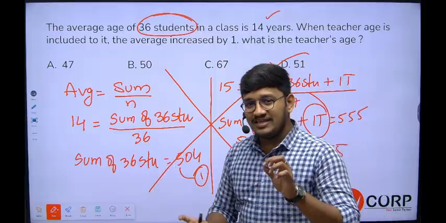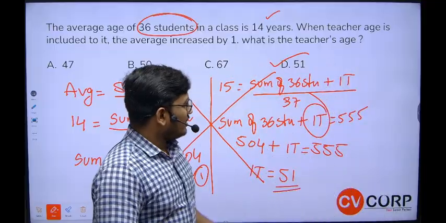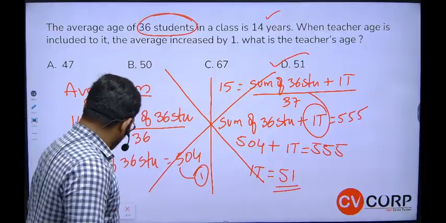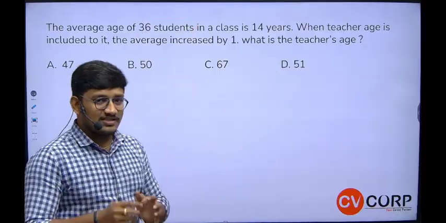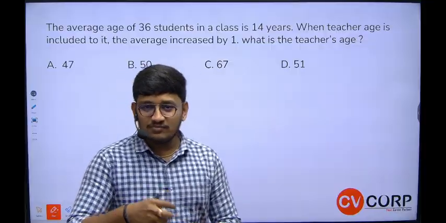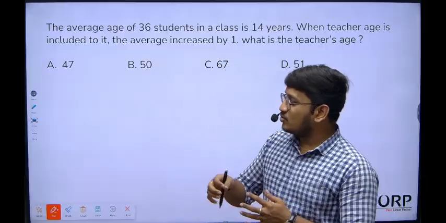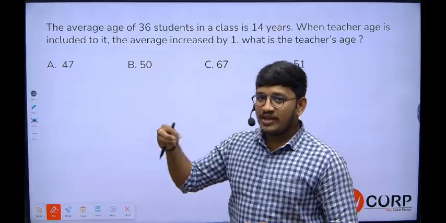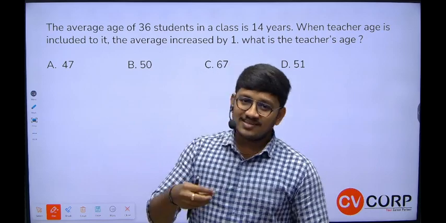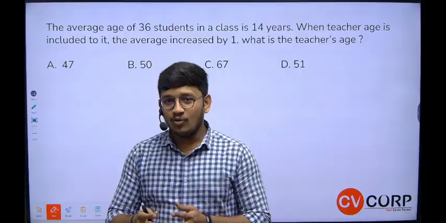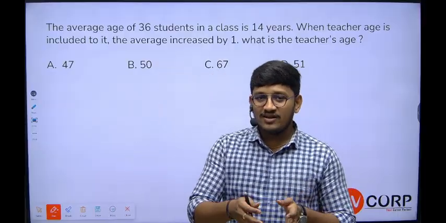Here I got the teacher's age as 51 years. But if you think logically, what happened here is I just remembered the formula, substituted all the values in the formula, and got an answer. But my point is, if you think about the logic, you can solve this particular question in less than 20 to 30 seconds. How? Yesterday we discussed a point like the chocolate method.